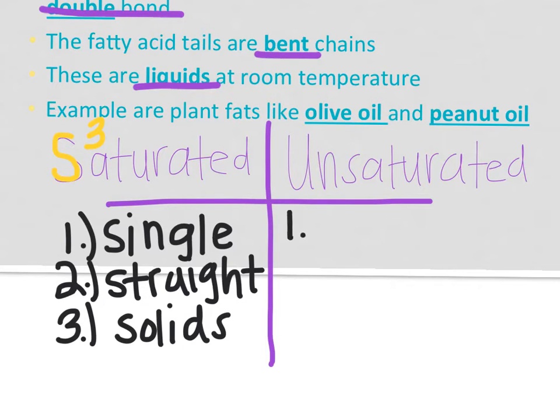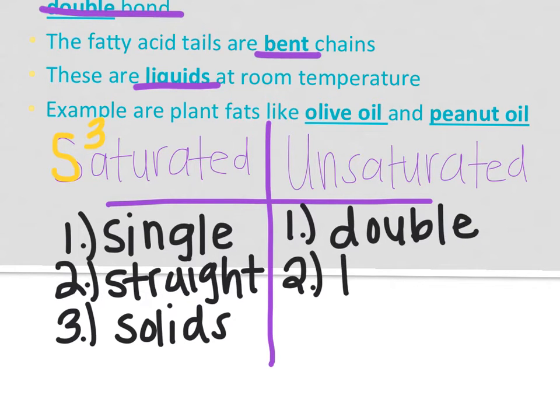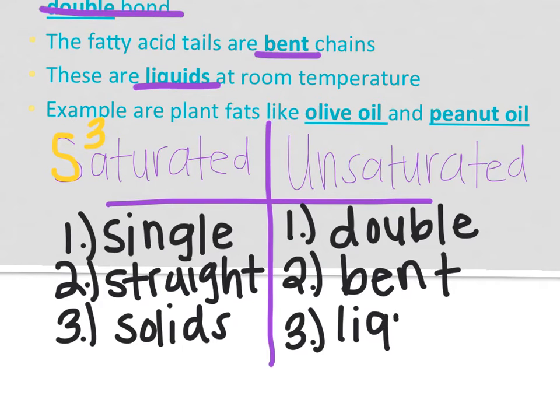So instead of them having single bonds, they would have double bonds. That's right. I know you said it in your head. Instead of having straight chain tails, they would have bent chain tails. Kudos to you. I know you had that answer. You definitely would have raised your hand if I was there. And the last one, instead of being solids, our unsaturated fats are liquids.